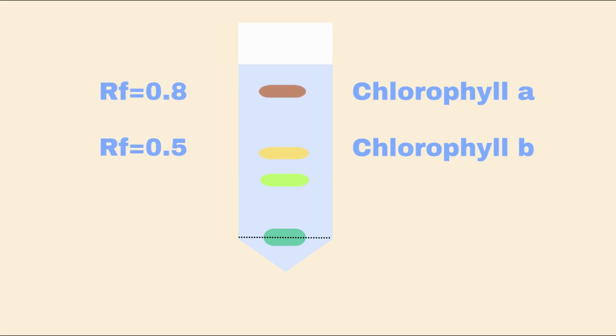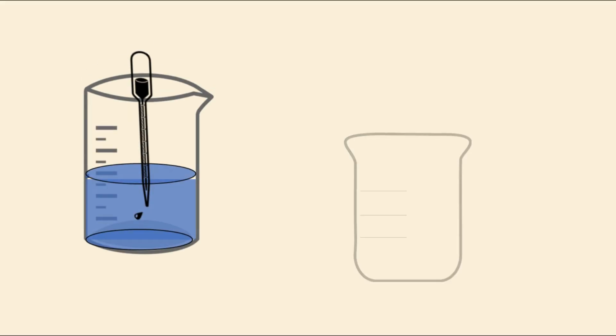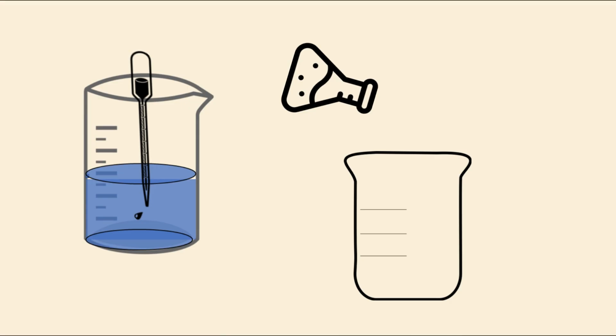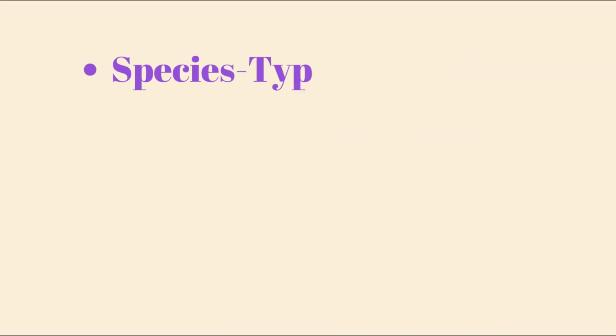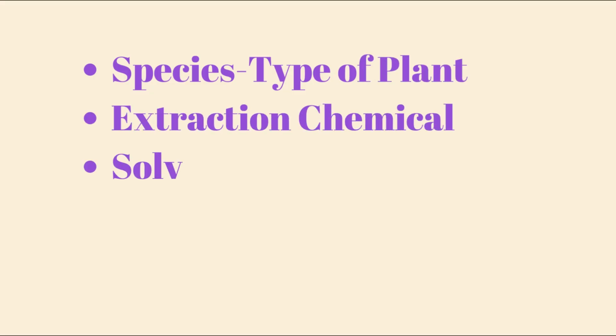So scientists have already done many experiments and they have given RF values for photosynthetic pigments. The values depend on the solvent and the extraction chemical. So remember this, RF value depends on three things. First, the species, the type of plant. Second, the chemical used for extraction. Third, the solvent used for chromatography.